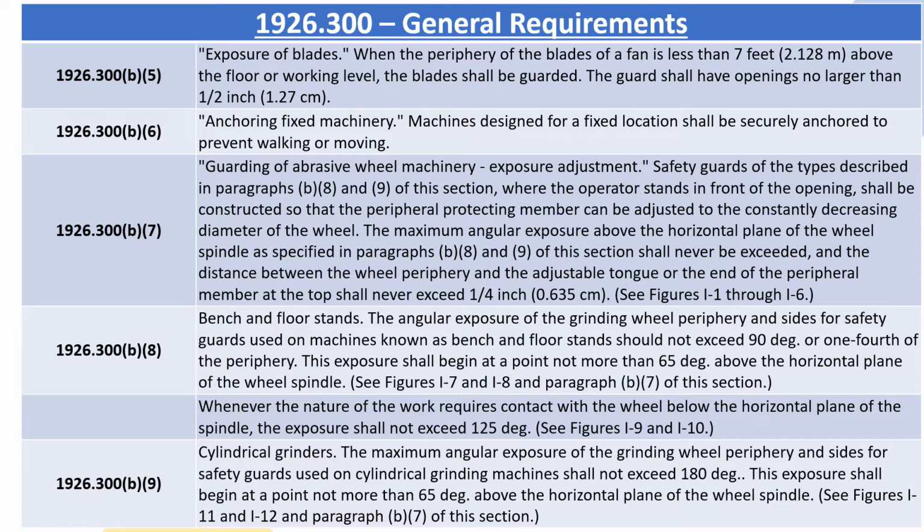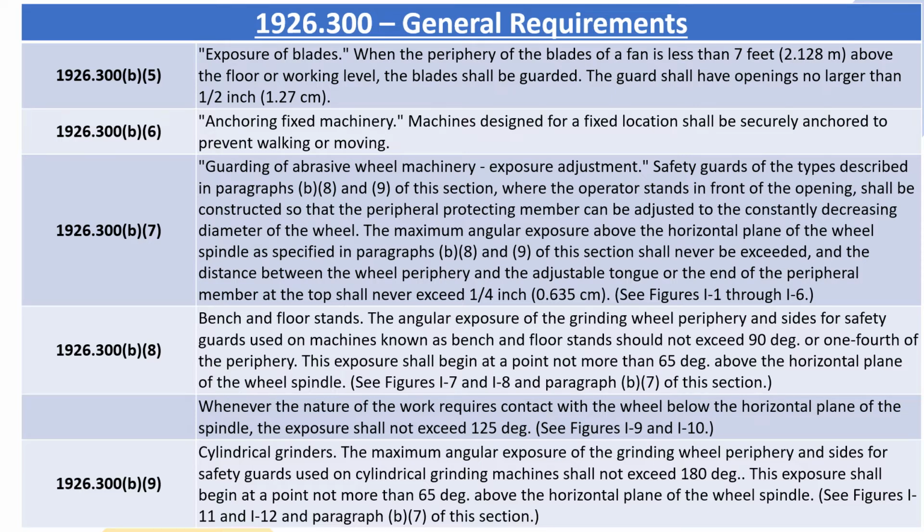1926.300 (b)(8) Bench and floor stands. The angular exposure of the grinding wheel periphery and sides for safety guards used on machines known as bench and floor stands should not exceed 90 degrees or 1/4 of the periphery. This exposure shall begin at a point not more than 65 degrees above the horizontal plane of the wheel spindle. See Figures I-7 and I-8 in paragraph (b)(7) of this section. Whenever the nature of the work requires contact with the wheel below the horizontal plane of the spindle, the exposure shall not exceed 125 degrees. See Figures I-9 and I-10.